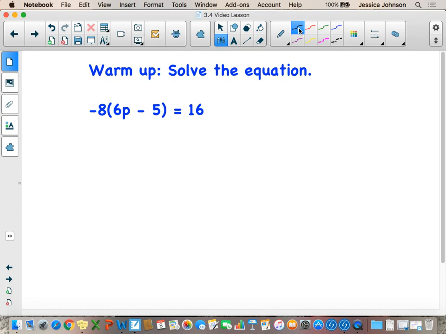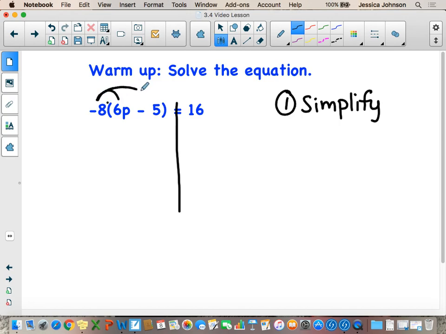So remember, my first step to solve an equation is to first simplify the equation. How do I simplify? Well, I'm looking, can I distribute or combine like terms? I see this negative 8 being multiplied on the outside, so I'm going to multiply negative 8 by each term on the inside. I get negative 48p. This is negative 8 times negative 5, which is positive 40, equals 16.